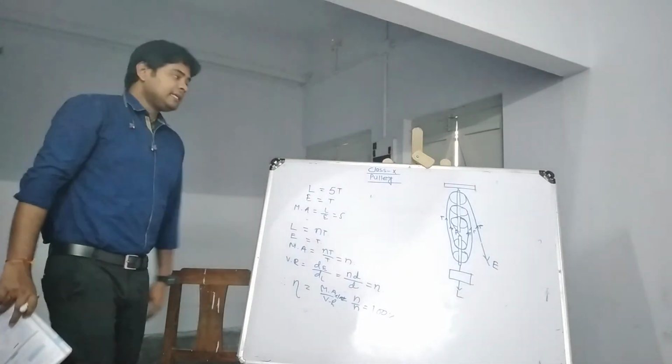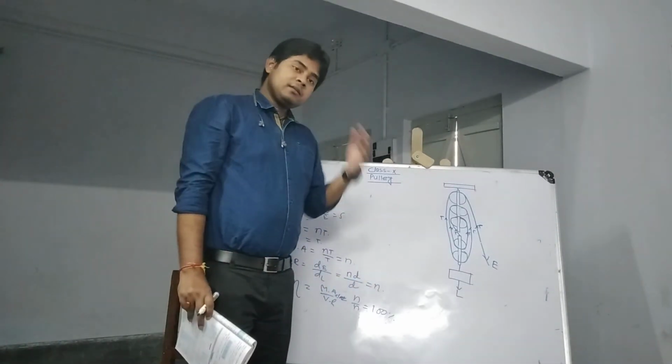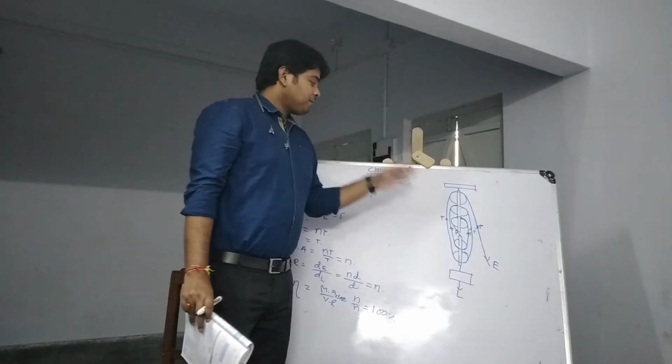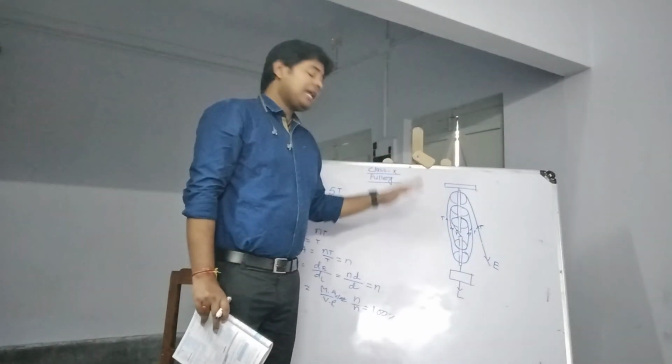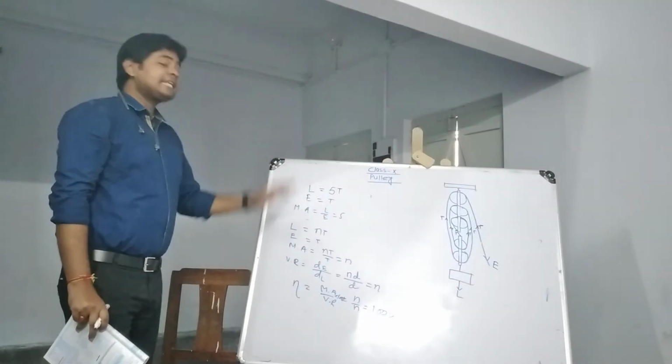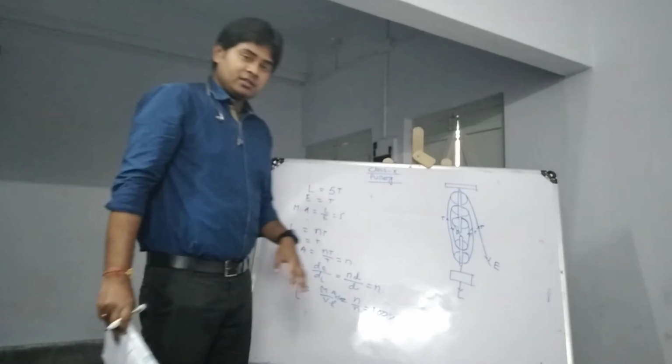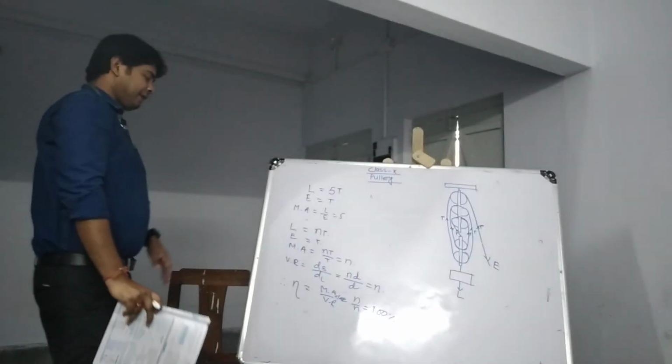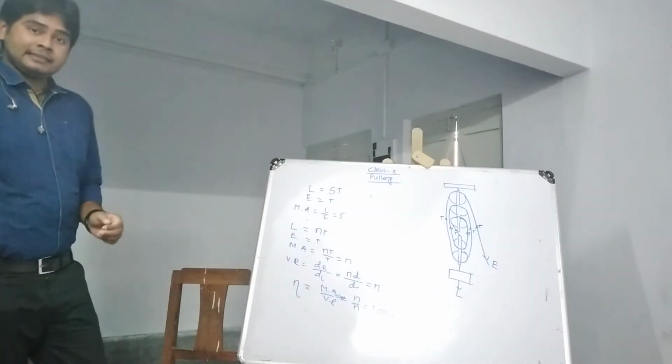So this is for the ideal case. I am always trying to say that there will be some friction and mass, and we calculate this to neglect the mass and the friction. Okay, so this is the efficiency of the block and tackle system.